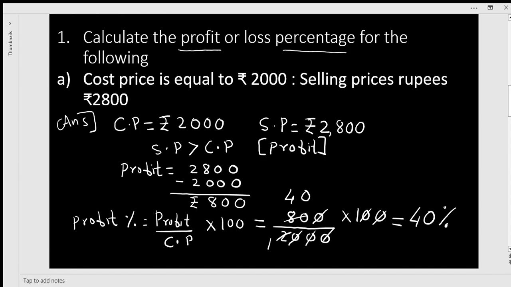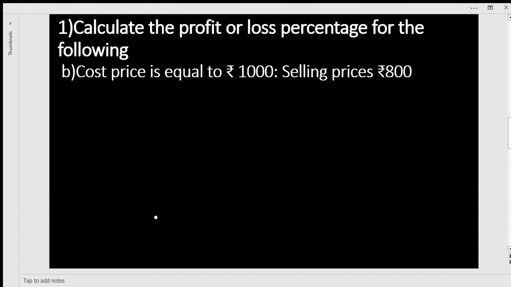Did you understand, students? So when you know cost price and you know selling price, you can calculate profit, and from profit you can calculate profit percentage. Let us see the next example. Again, we'll read the sum. Calculate the profit or loss percentage for the following. Right now, we are not in position to answer whether it is profit or loss. Let us read the sum.